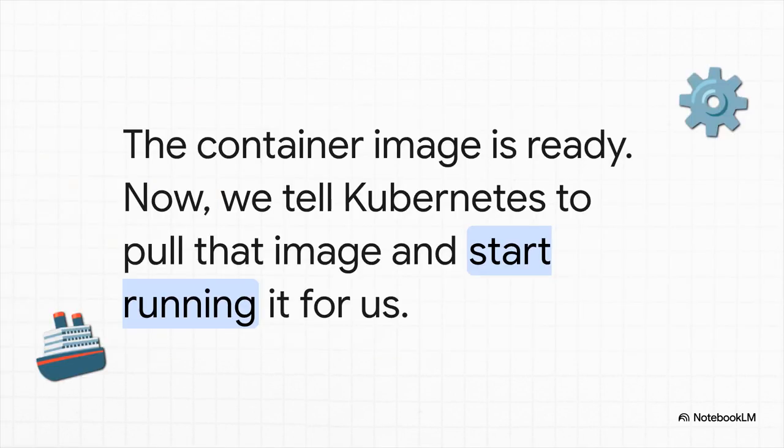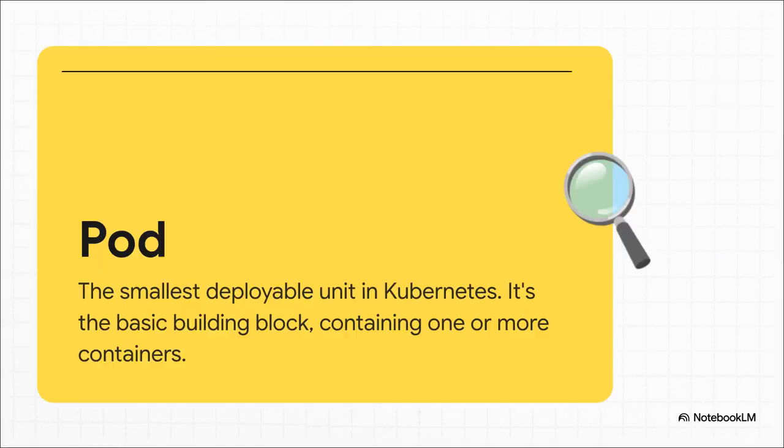Okay, so our container is built, it's safe and sound in the registry, just waiting. The next big step is to hand it over to Kubernetes and basically say, here, run this and keep it running for me no matter what. So first things first, our container doesn't just run on its own. It runs inside something called a pod. A pod is the smallest, most fundamental building block in the entire Kubernetes universe.